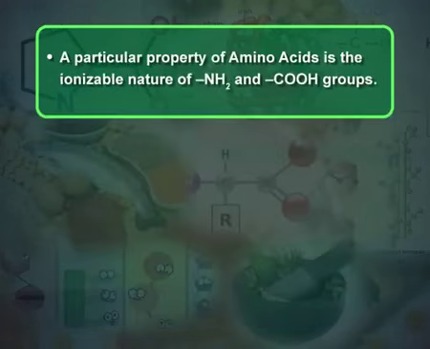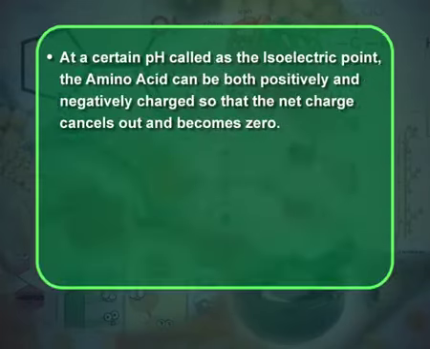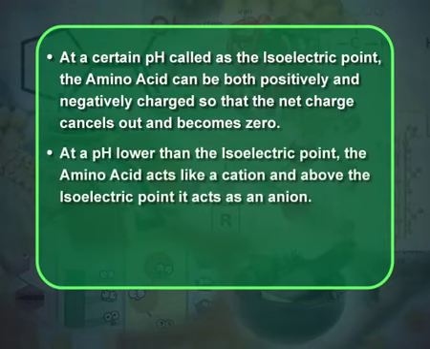A particular property of amino acids is the ionizable nature of the amino and carboxylic groups. Therefore, at a certain pH called the isoelectric point, the amino acid can be both positively as well as negatively charged, so that the net charge cancels out and becomes 0. At a pH lower than this isoelectric point, the amino acid behaves like a cation, and above this isoelectric point, it acts as an anion.